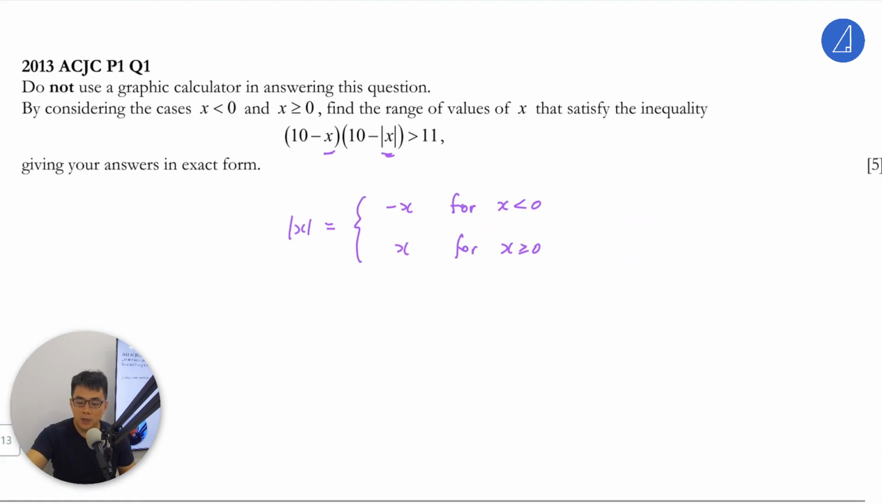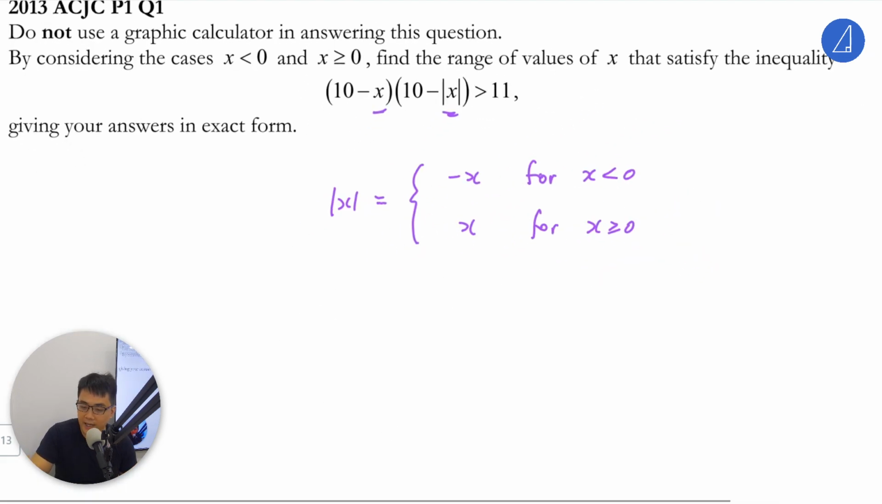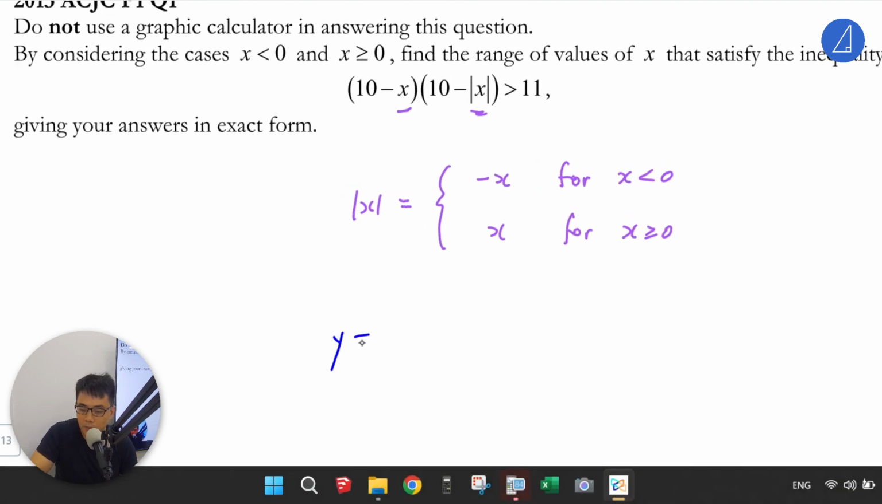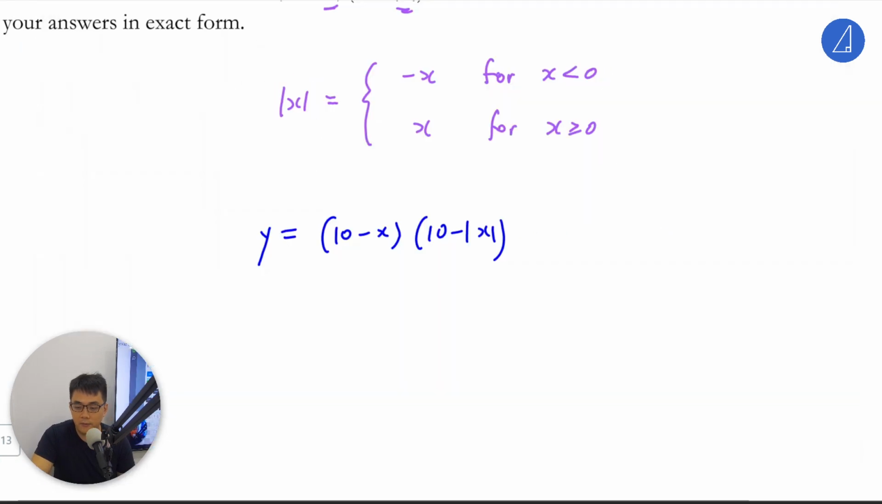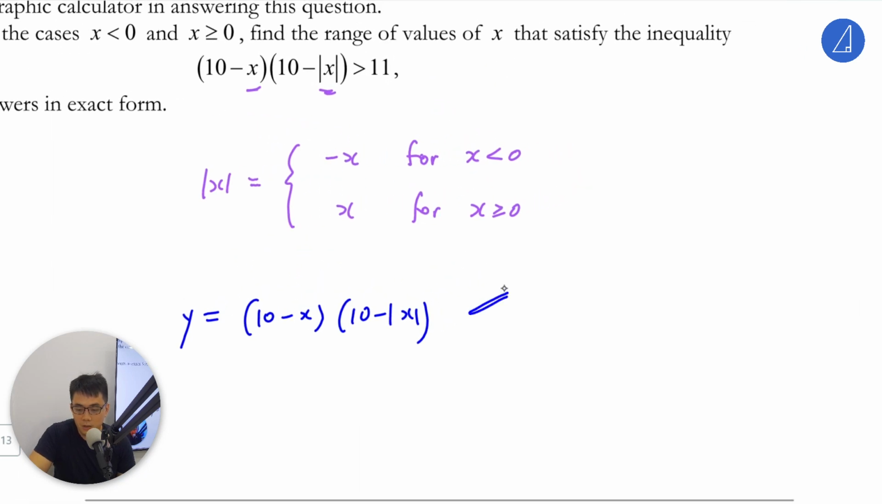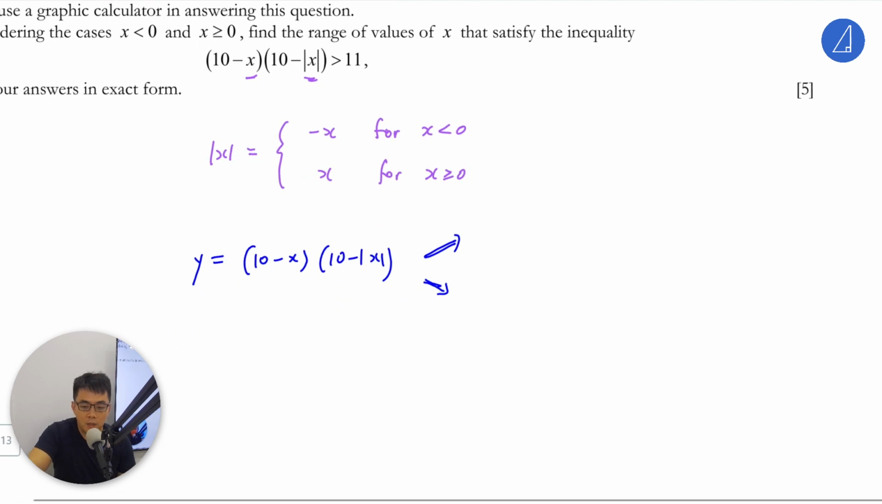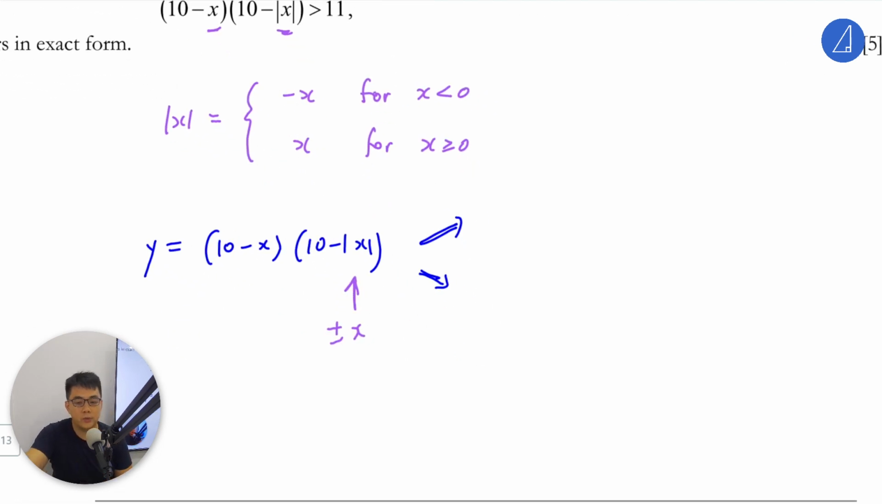Okay, now the question now is, right, if my y is equals to 10 minus x and then 10 minus mod x, right? There's two possible equations, right? What are the two possible equations I have? These can be plus minus, understand? So you can have, say, if you do this, this one can be either plus minus x. So you do not know which is which. But actually you can deduce from this piecewise here.